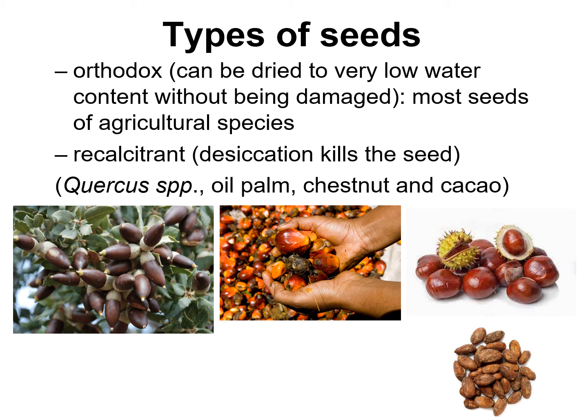We can classify the seeds according to their response to drying. We call orthodox seeds those that can be dried to very low water content without being damaged, and that occurs for most seeds of agricultural species: cereals, legumes, oilseeds, etc. But there are other seeds, not too many species, that are called recalcitrant, where desiccation kills the seed. That is the case for Quercus species, the acorns of the Quercus genus, oil palm, chestnut, and cacao, the lower right picture.